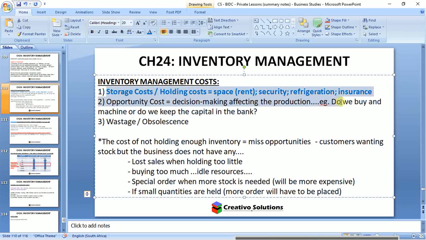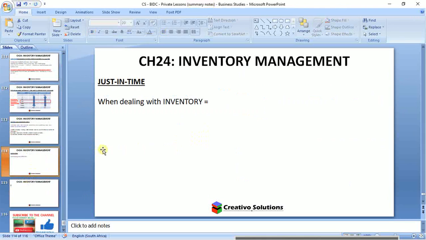Just-in-time is using this as a cost that is big for businesses, because can you imagine how much refrigeration they waste, like the electricity, the time, the effort to keep those items cool. Now, if we didn't have all of that, it would make a big, big difference. And that's the definition. So just in time, we're dealing with inventory.